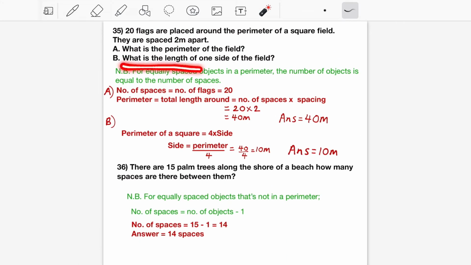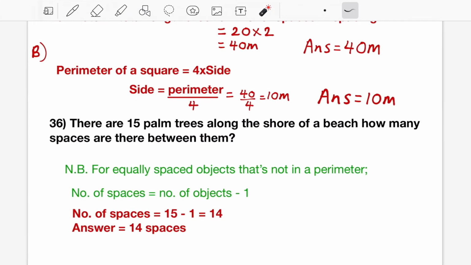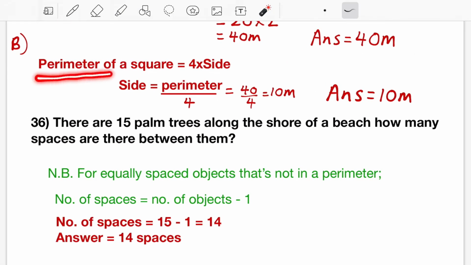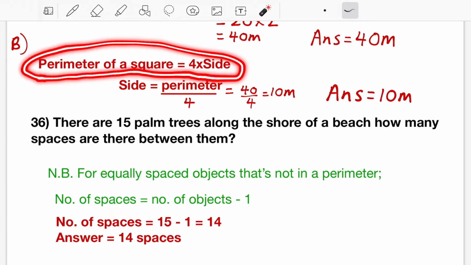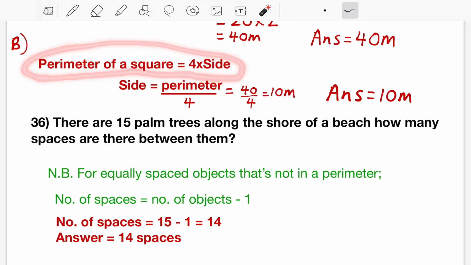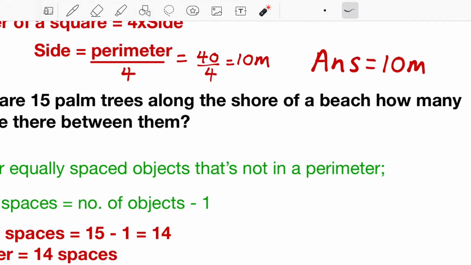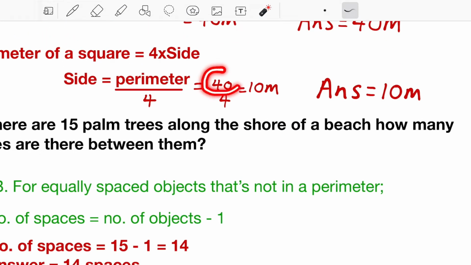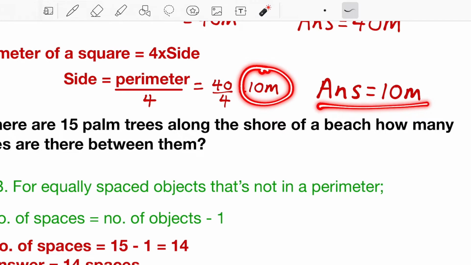What is the length of one side of the field? So remember, it's a square. They told us it's a square. The perimeter of a square is 4 times side. So we know that the perimeter is 40 meters. So we'll divide 40 by 4 for the 4 sides to get one side. So the answer is 10 meters.